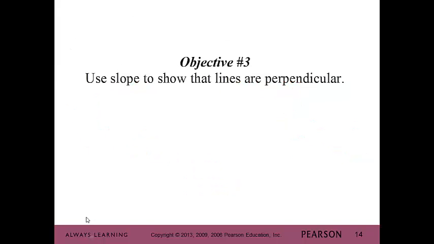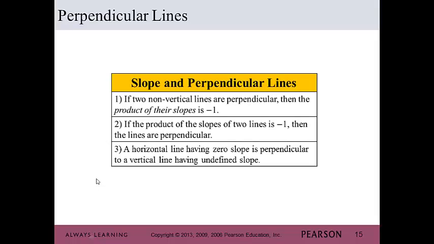Objective 3 says, use the slope to show that lines are perpendicular. So what does it mean to be perpendicular? Well, if two non-vertical lines are perpendicular, then the product of their slopes is -1. We know from geometry that two perpendicular lines form a 90-degree angle. But in algebra, if we multiply the slopes of two perpendicular lines together, m1 times m2, we will get -1.